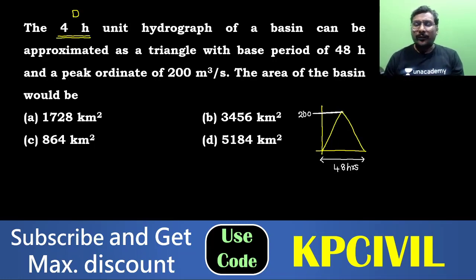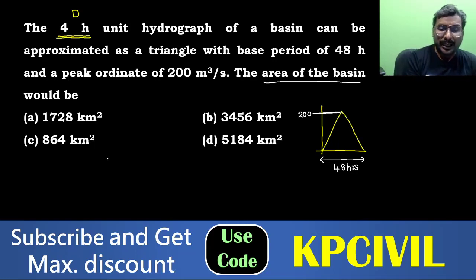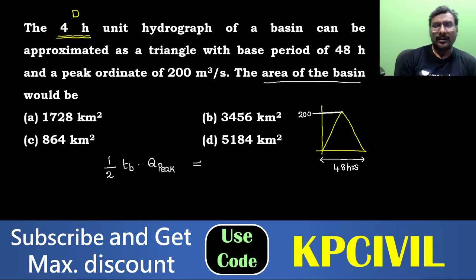Peak discharge is 200 meter cube per second. The area of the basin would be, from the beginning I am saying the formula, half into time base into peak discharge. That is equal to the area of the basin, the area of catchment, which we'll consider now.